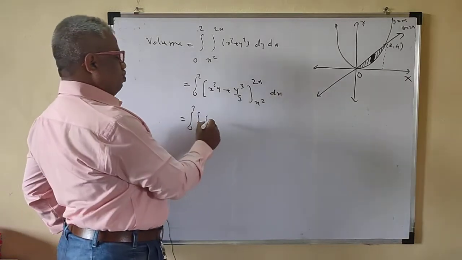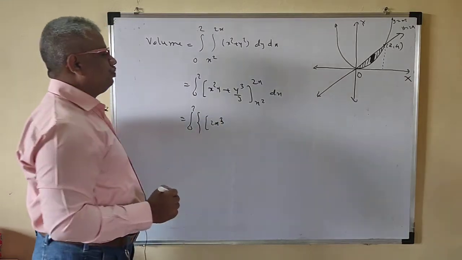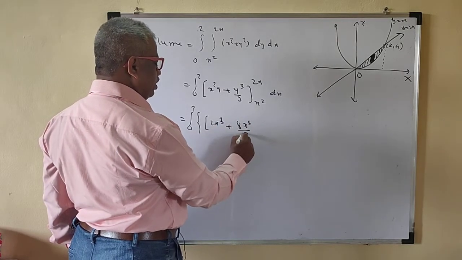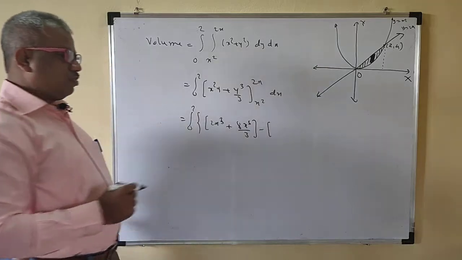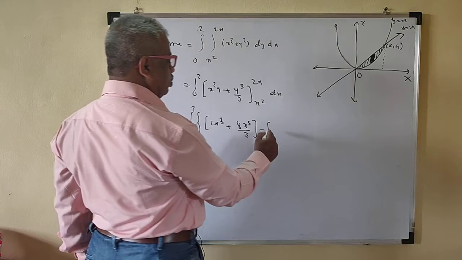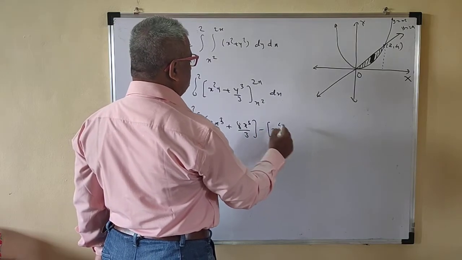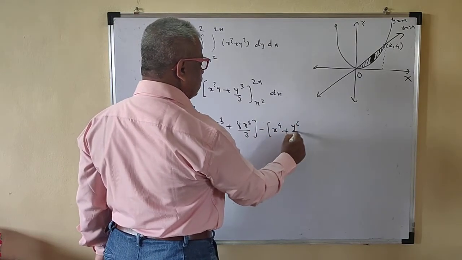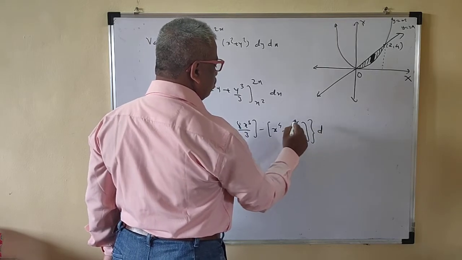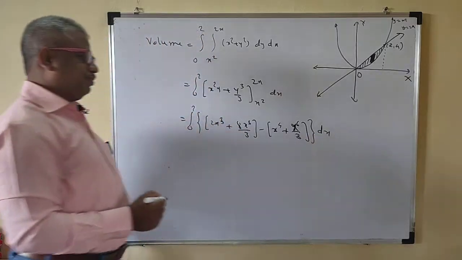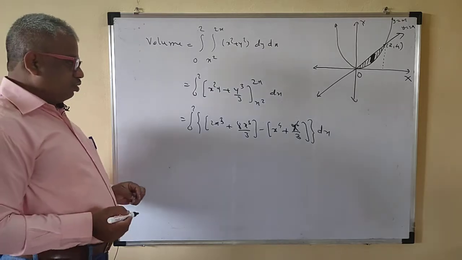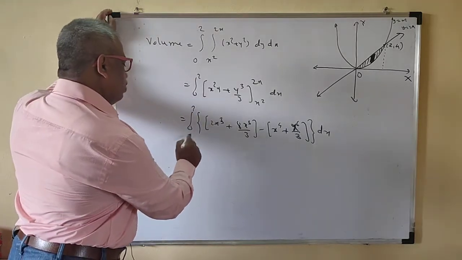We integrate x square y plus y cube by 3, from x square to 2x, dx. So first we have to put y equal to 2x. That is 2x cube plus 8x cube by 3, minus, you have to put y equal to x square. So this is x to the power 4 plus y to the power 6 upon 3, that is x to the power 6 upon 3, dx. You have to put y equal to x square; x square to the power 3 is x to the power 6.